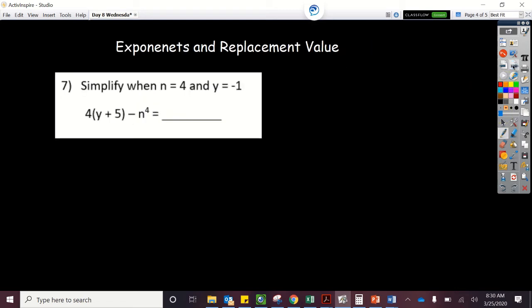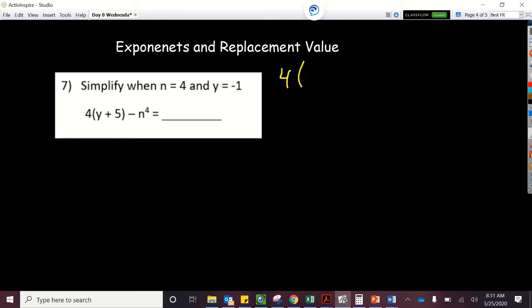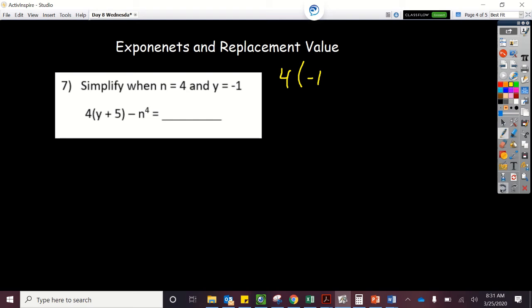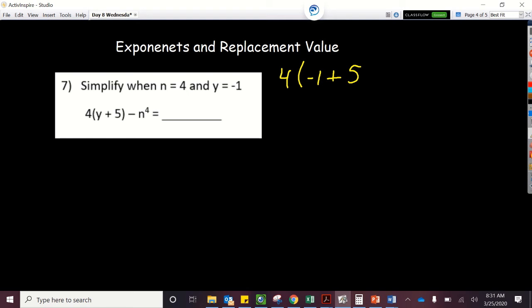All right. Next, I want to do number 7, and this did involve replacement value. This was on the bottom half of your page. So first thing you would actually have to do is substitute in your values. I'm going to work this over to the right because I have more space. So 4 times y here is negative 1. Oops. Negative 1 plus 5 minus, and then n here is 4 to the 4th power.